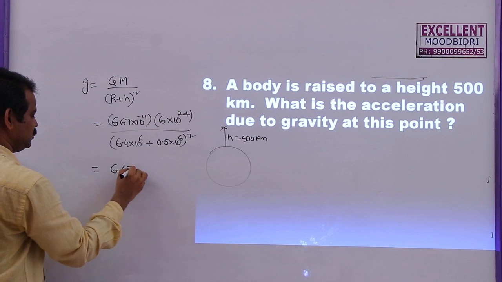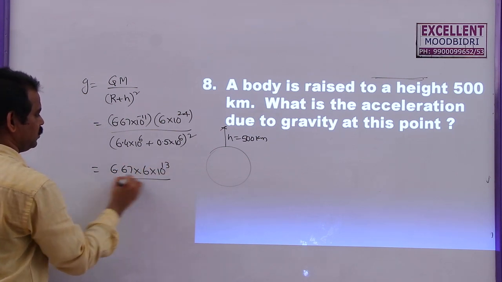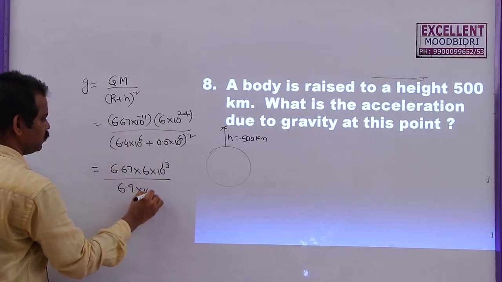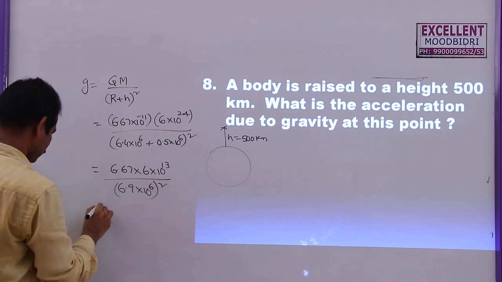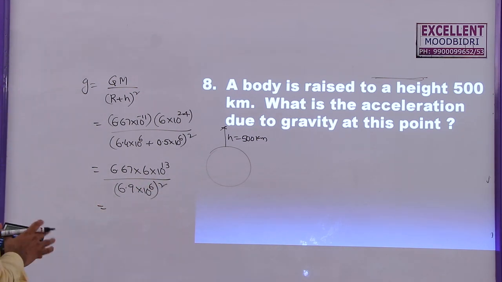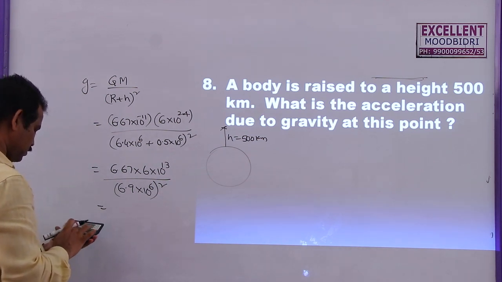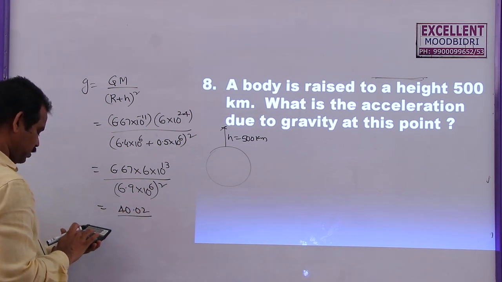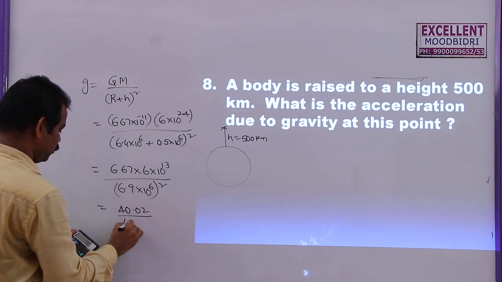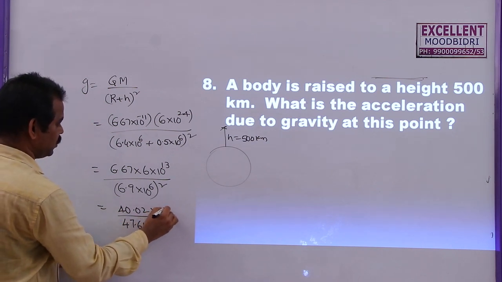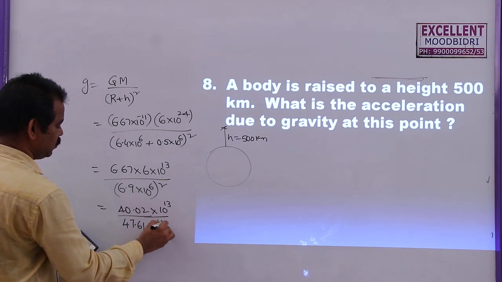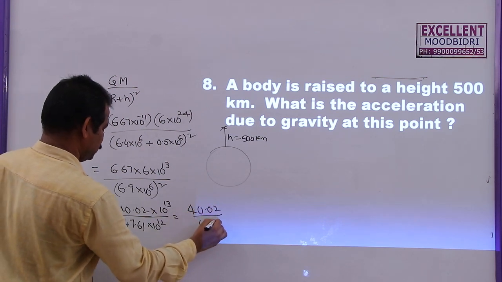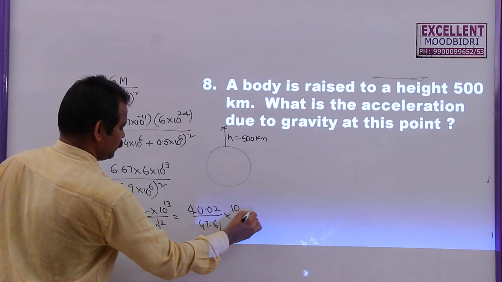So this will become 6.67 into 6 into 10 power 13 by, this is 6.4 plus 0.5, so this is 6.9 into 10 power 6 whole square. So by using this one, 6.67 into 6 will be 40.02 by 6.9 into 6.9 will be 47.61. This is 10 power 13, this is 10 power 12. So this can be written as 40.02 by 47.61 into 10.